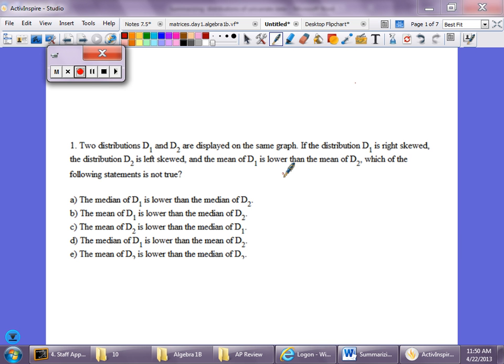Question number 1 is one of the more tricky ones on the assignment. It requires you to draw a picture and to identify on your graphs where your mean and your median would lay relative to each other. A couple of things to keep in mind. One, we want to draw a picture where we want our two distributions on the same axis so that we're comparing them on a similar plot, not one plot over here and one plot over here, okay?